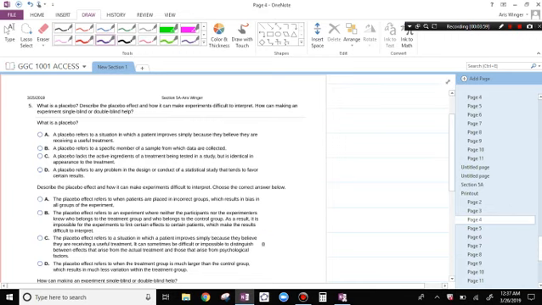What is a placebo? Describe the placebo effect and how it can make experiments difficult to interpret. How can making an experiment single-blind or double-blind help? A placebo lacks the active ingredients of a treatment being tested in a study, but is identical in appearance to the treatment.